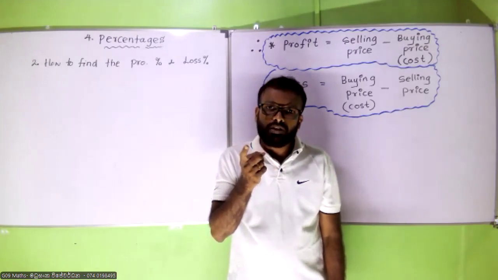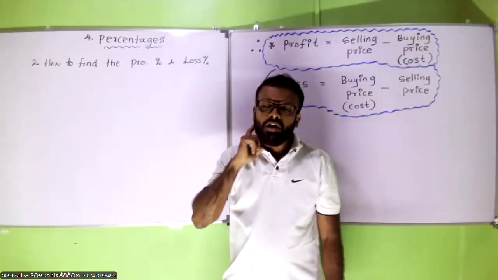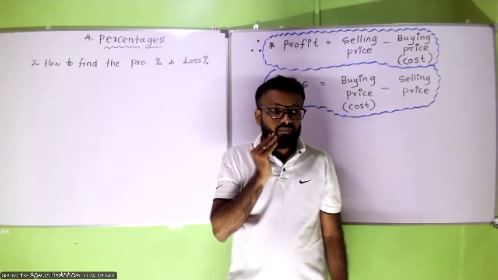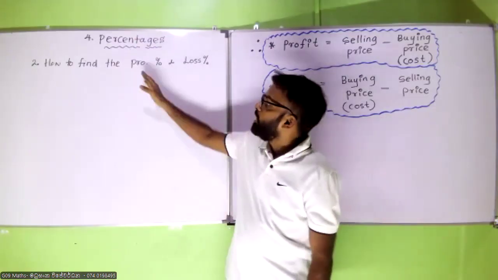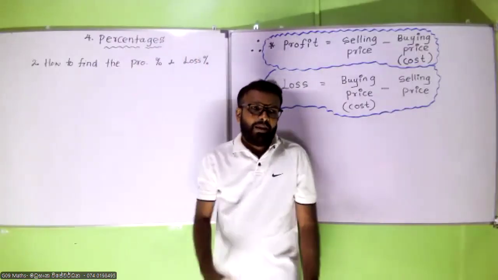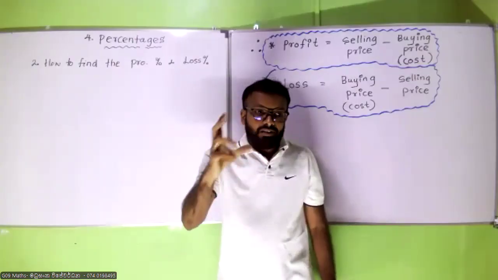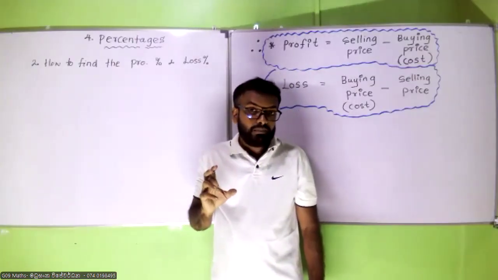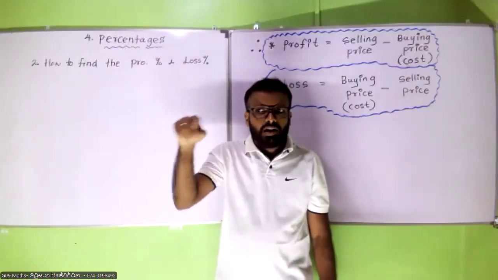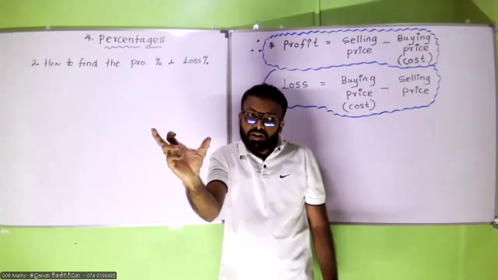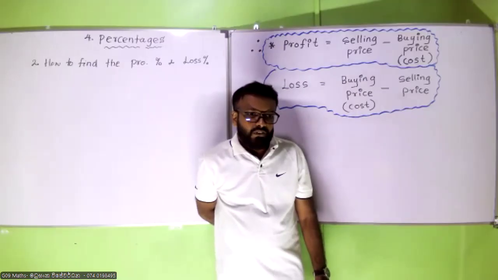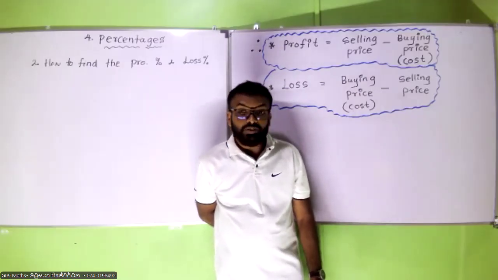If I want to get a fraction for profit percentage, in the numerator there should be profit, and in the denominator what should I have? Please tell me, if you are going to calculate the profit percentage today, there is an equation. In the numerator, you are having the profit. In the denominator of the fraction, what you should have?